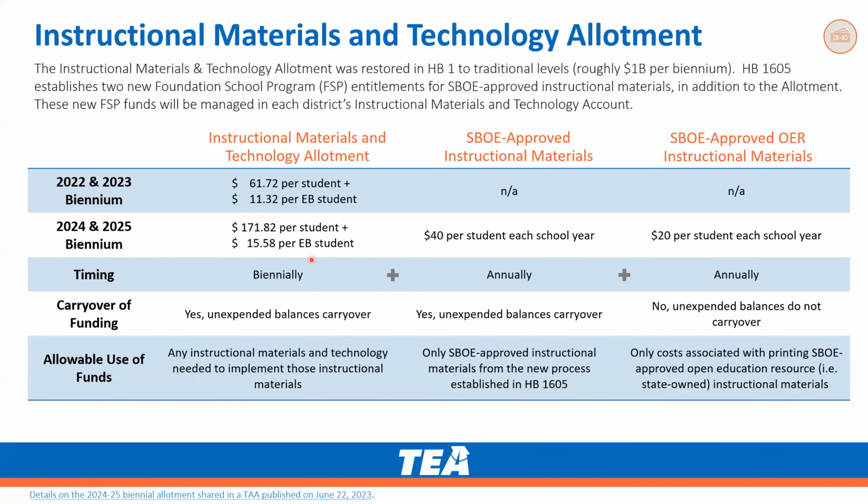So with the bill, like I said, there are the traditional instructional materials allotments here, the new $40 per student allotment, which can be applied to purchases of materials approved by the board in this new review and approval process. And then we have an additional amount of funding, which is $20 per student every school year, that can be applied to the printing of open education resource instructional materials that are also approved by the board.